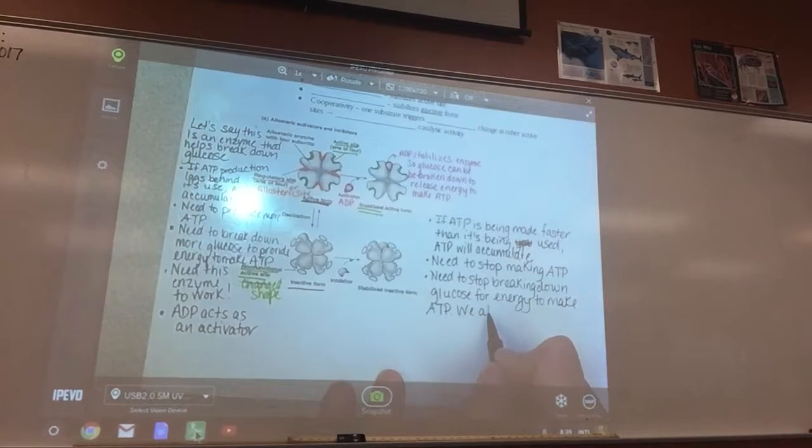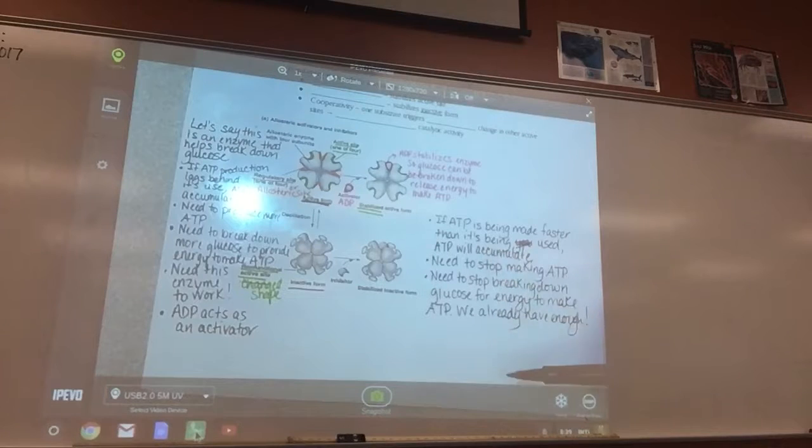Why do we have to do that? We already have enough ATP, so we don't need any more, so we need to stop it. What happens is, if your cell is still in high gear making ATP, but you're not using it as much, ATP accumulates. That's why we said here ATP will accumulate. So what ATP does as it accumulates is it acts as an inhibitor. That's what the second picture is talking about here.